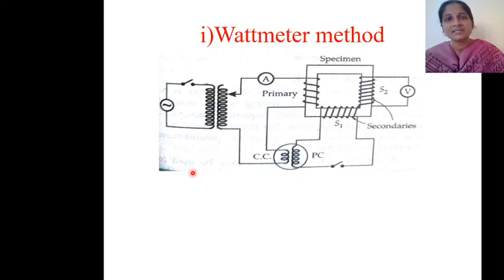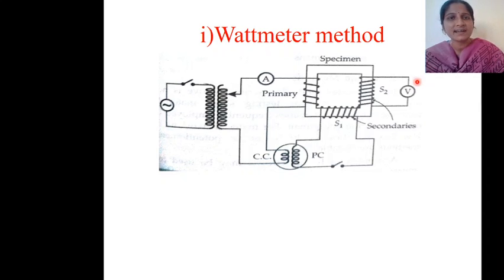In this wattmeter method, the first thing is that you need to use a wattmeter. This is the wattmeter, and this is the specimen. The specimen consists of two windings, one primary and one secondary. The current coil of the wattmeter is connected to the primary winding, and the pressure coil of the wattmeter is connected to the secondary winding. There is no load attached here, so it is a no load case.